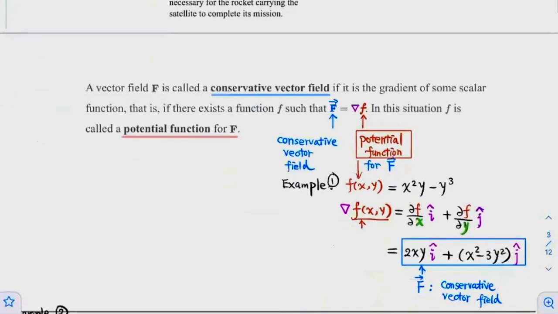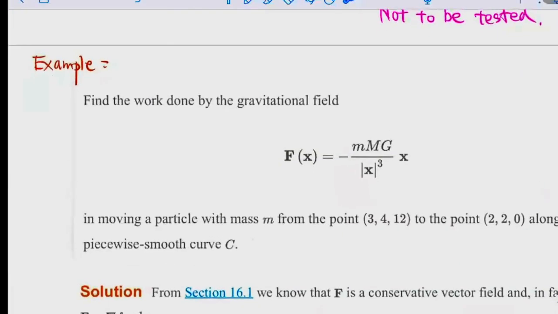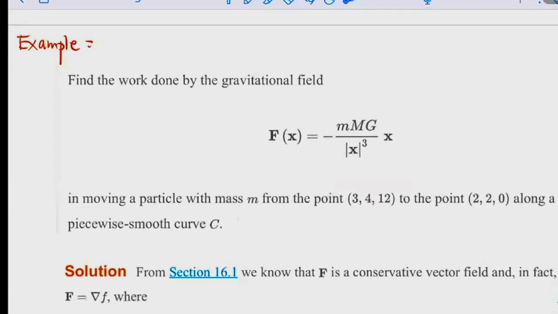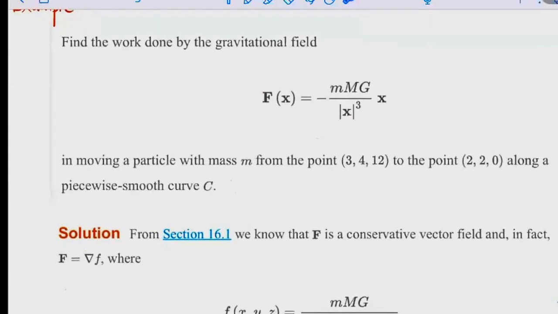Okay, good. All right. So, let's just do this one example here. Today I will just go whatever I can go, and then I will make a video to finish up. I don't want to take too much time. So maybe we just finish this up. Find the work done by the gravitational field. So this is the gravitational field that we just talked about, in moving a particle with mass m from this point to this point along a piecewise smooth curve C.